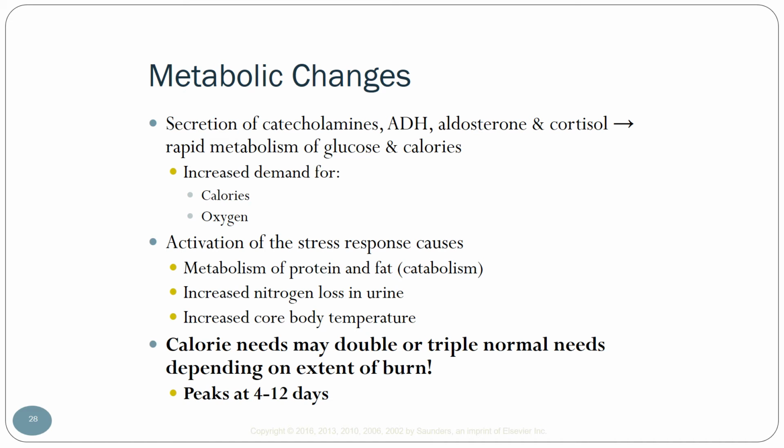There is activation of the stress response, like I mentioned. So we begin burning proteins and fats, especially if we run out of a good carbohydrate or caloric supply. We have increased nitrogen loss in the urine. We start spilling nitrogen. We have increase in core body temperature. That is expected. What I do want you to remember is that the calorie need may double or triple depending on the extent of a burn, and that peaks 4 to 12 days out. So we need to be planning for that and ensure that there's adequate caloric supply, adequate glucose supply for normal cellular function and for healing.